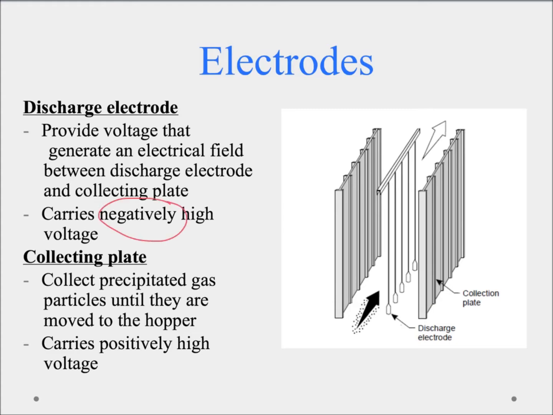The next one will be the collecting plate. The collecting plate collects precipitated gas particles until they are moved to the hopper. It carries positively high voltage.